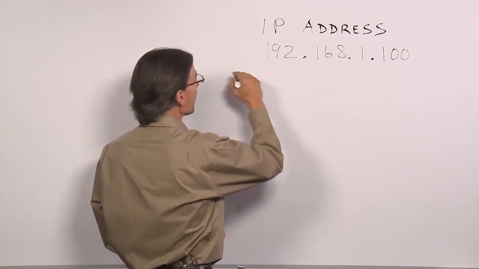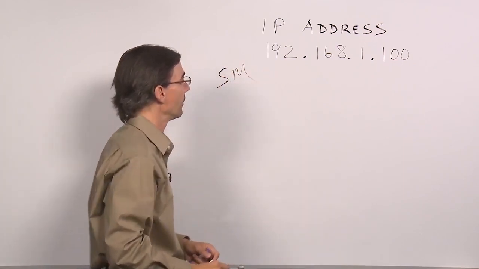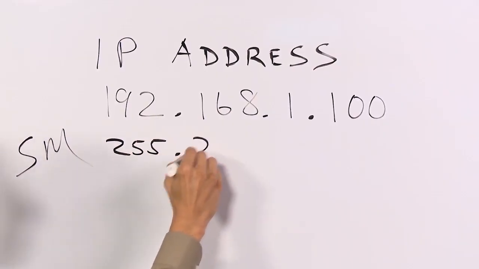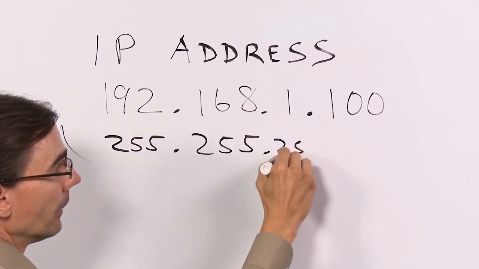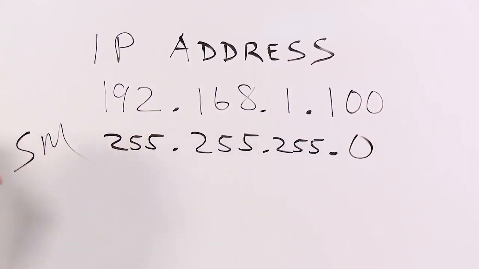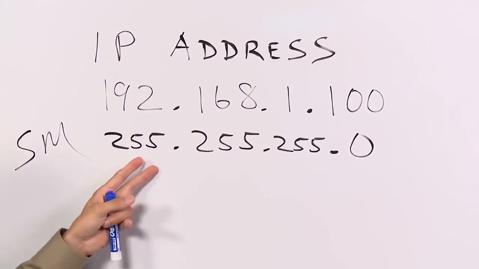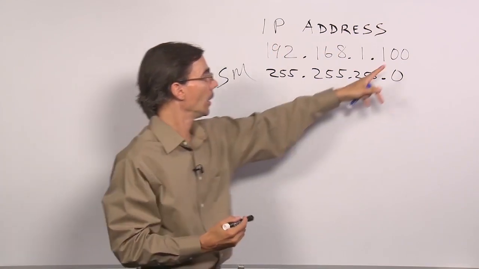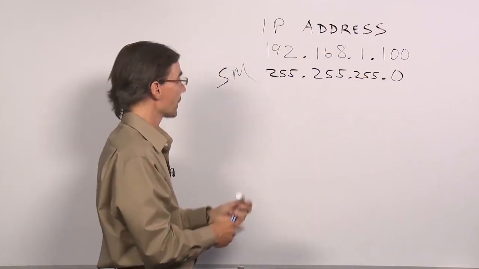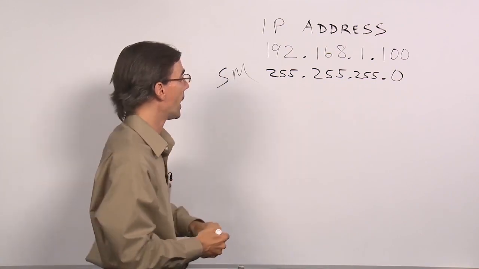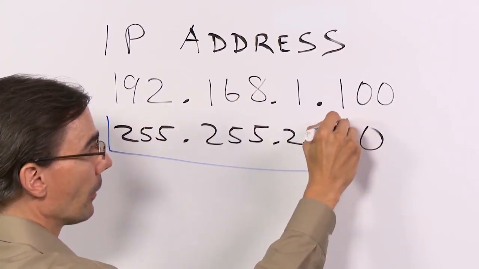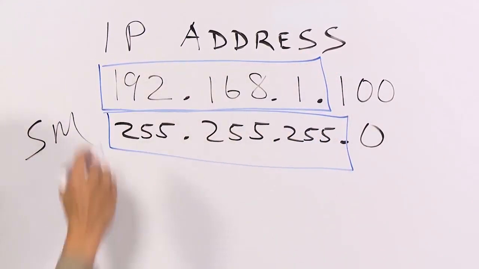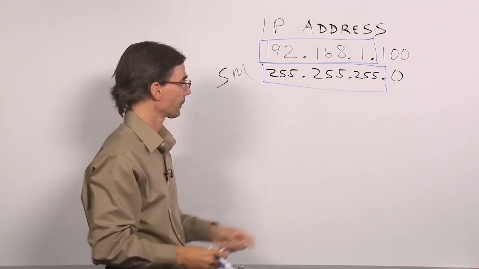The subnet mask, and I'll just label that as SM, for this will normally be 255.255.255.0. And this tells us two things: the network portion of our IP address and the host portion of our IP address. So if we take a look at the 255 and we line that up, we'll see that that equals 192.168.1. It corresponds to that, I should say.